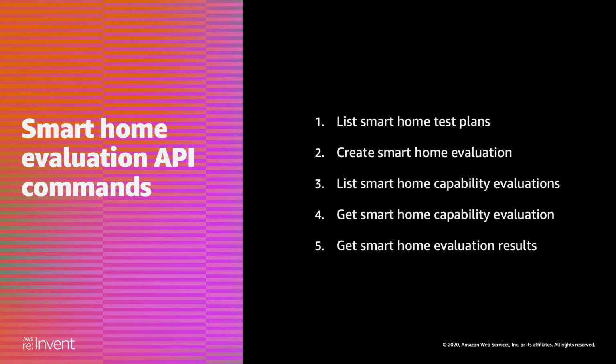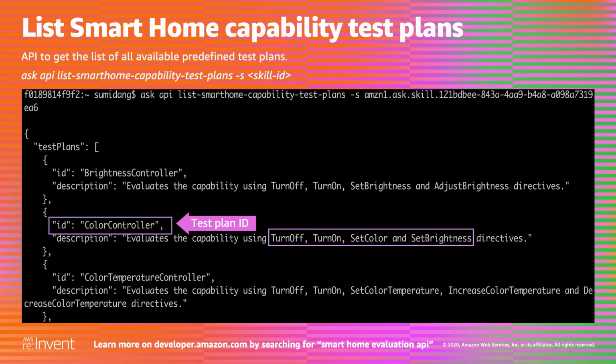Lighthouse Inc. can use these APIs to run a set of automated tests against their skill. Let's see how Lighthouse Inc. can use these APIs using Ask CLI. At this point, Lighthouse Inc. should have information about their skill ID and endpoint ID, also known as device ID. But they still need to get test plan ID before starting a test run.